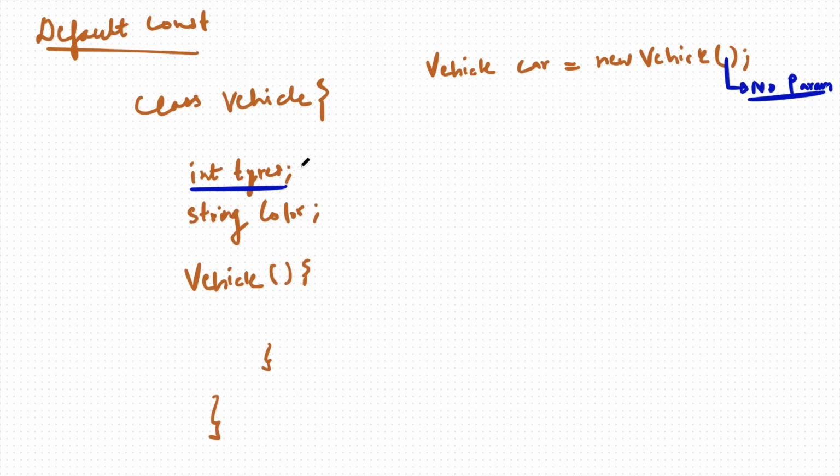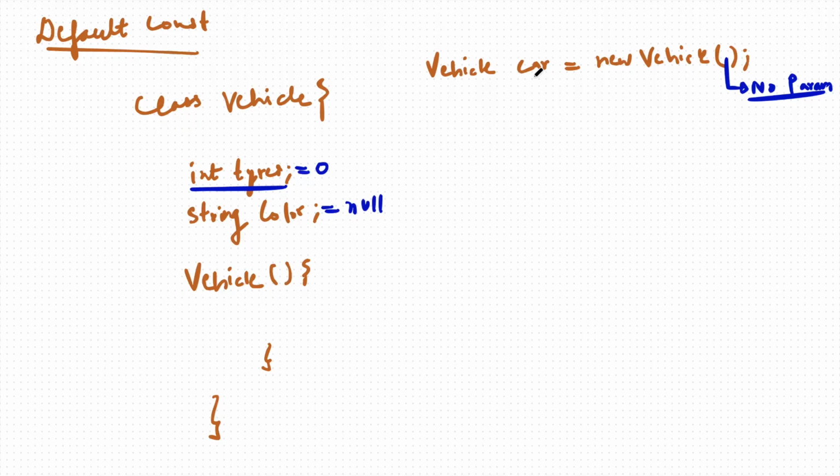The default value of int is 0. So initially the value of tire was 0. And what is the default value of a string? The default value of a string is null. So if I don't initialize these variables, and right now I am not initializing them, the default value is what they have taken. So tire will have 0 value and color will have null value.